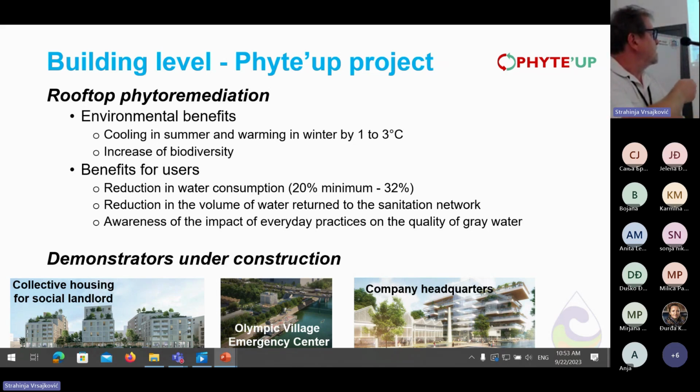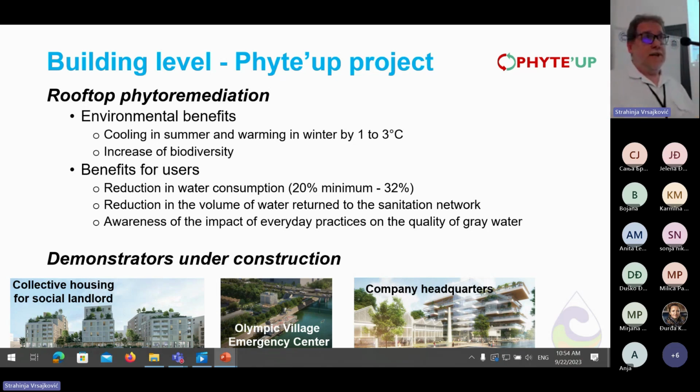There are also some benefits for users. The first one is a reduction in water consumption. That means money saving. That could be very interesting. And there is also a reduction in the volume of water returning to the sanitation network. The volume remains the same, but you use the water twice: the first time for shower or for any other uses, but the second time for toilet flushing or for irrigation.